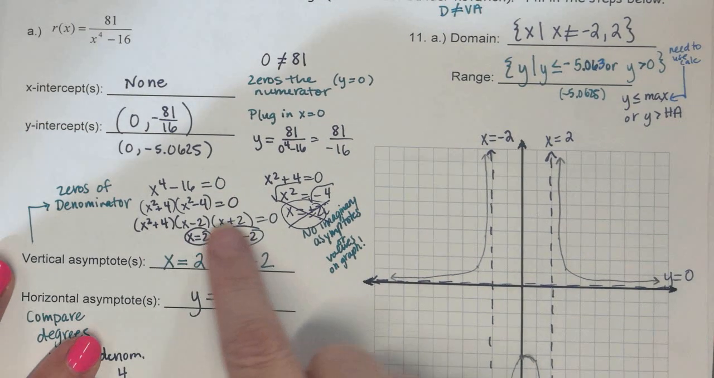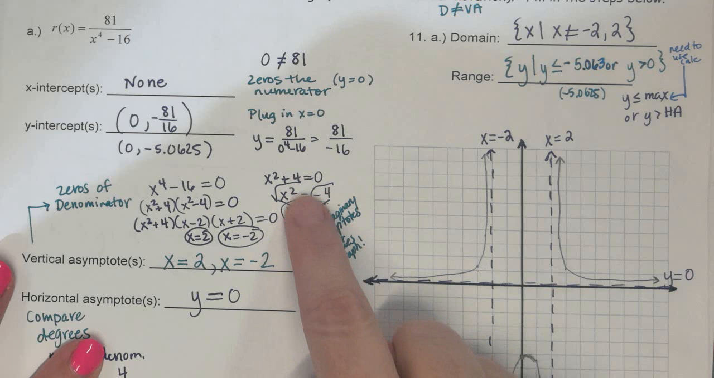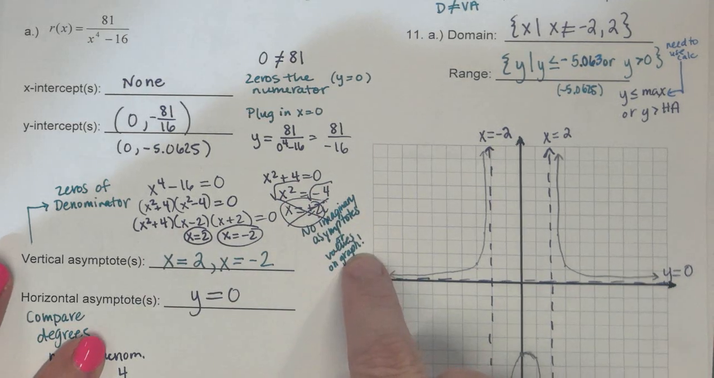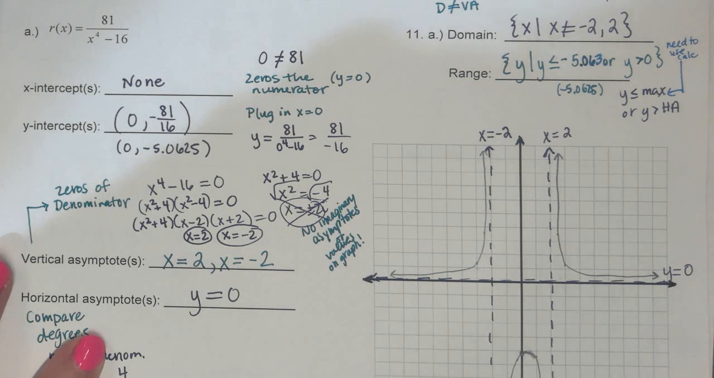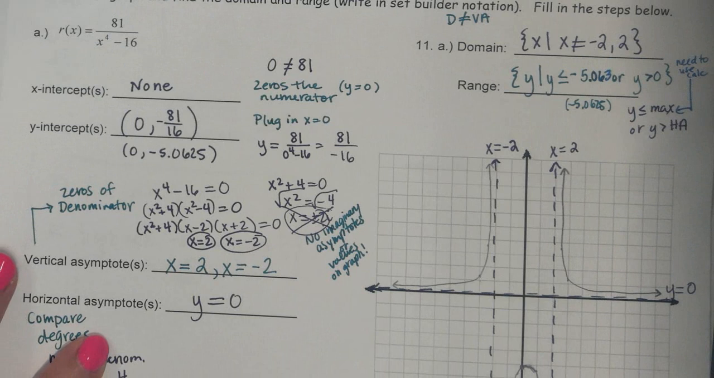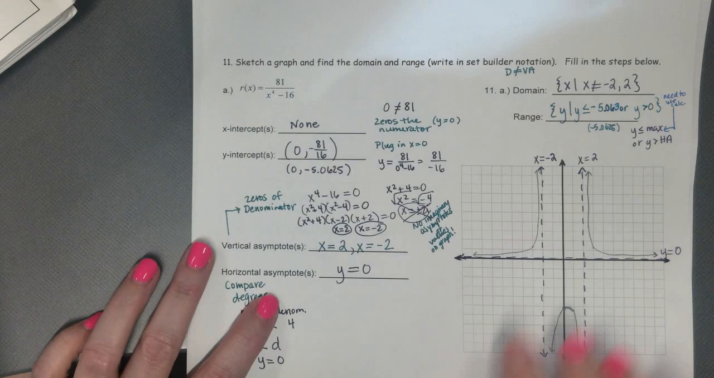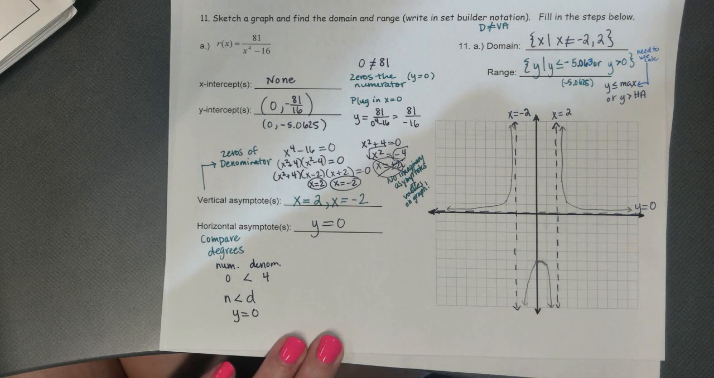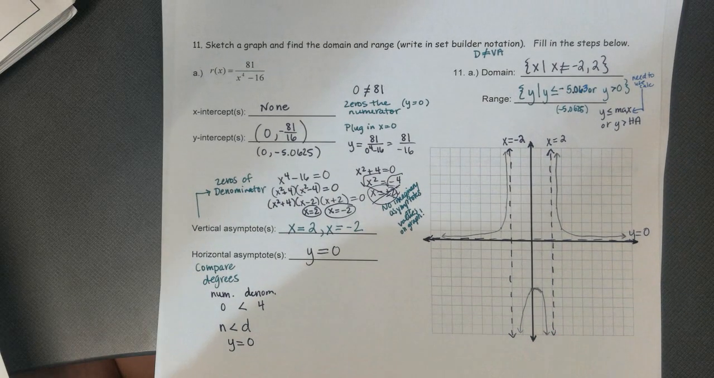Also, when you're finding the zeros of the denominator, a couple people ask me this because you do get this. Imaginary asymptotes are not on the graph. So if you have anything that's imaginary, it's not real, it's not on your graph. Okay? Alright, let's go to the next one.